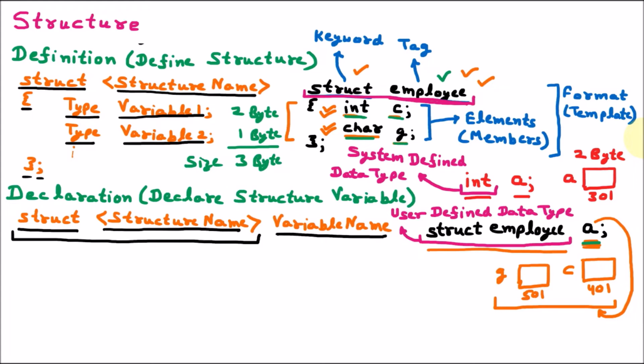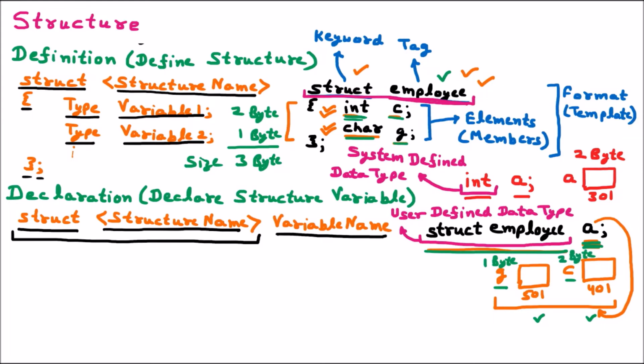You can see that whenever we are creating the variable a of the structure employee, a has correspondingly 2 memories allocated. One is for the g, and we know that g is a character, so it consumes the 1 byte. And the second memory we have is c. We know that c is the integer, and integer consumes 2 byte.